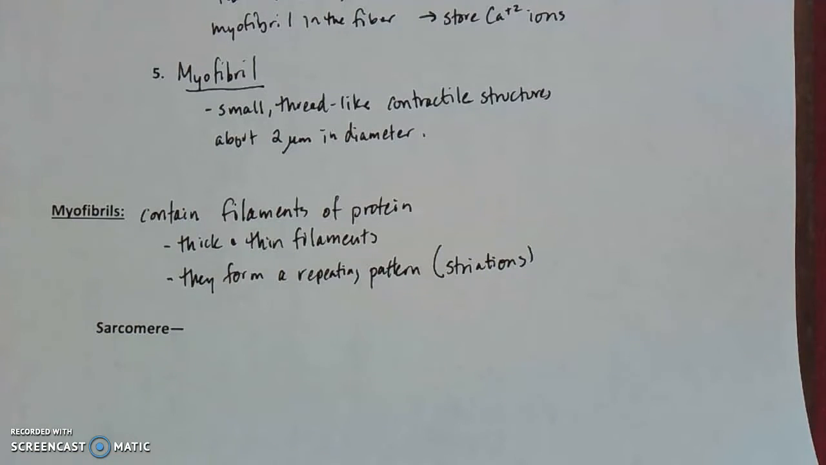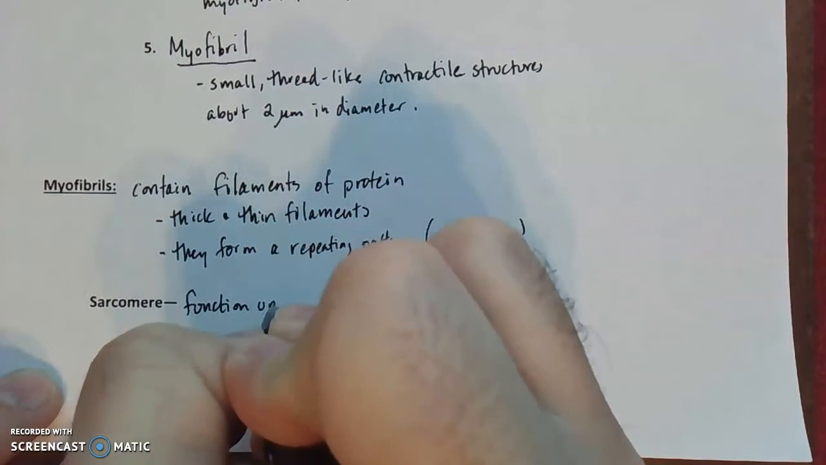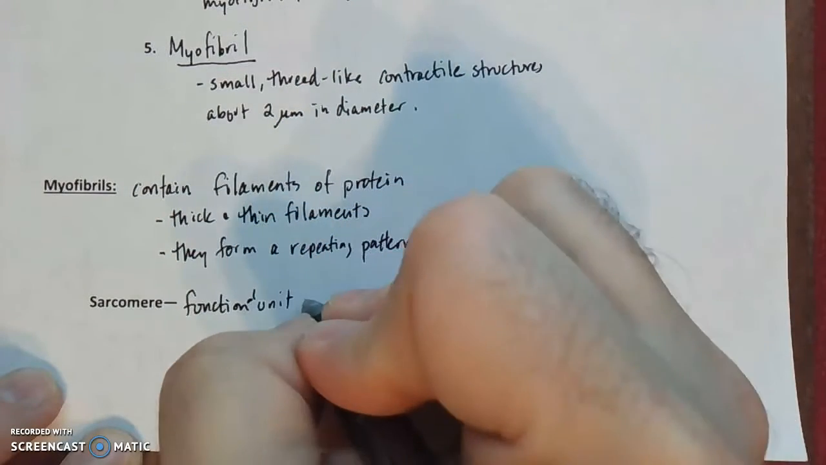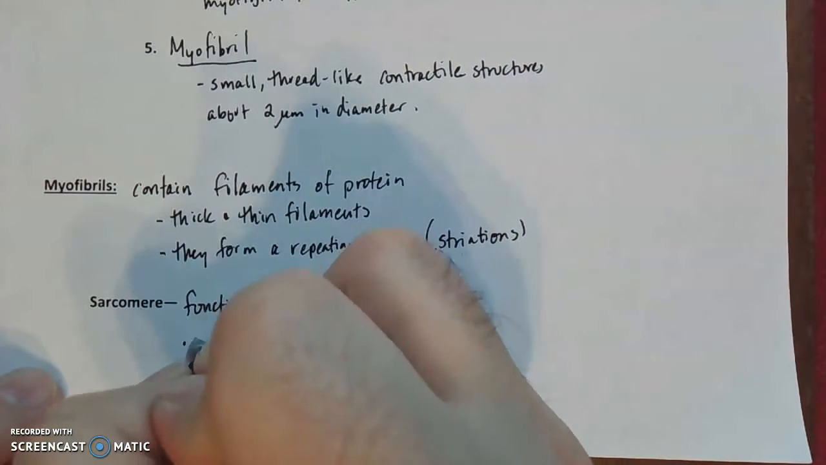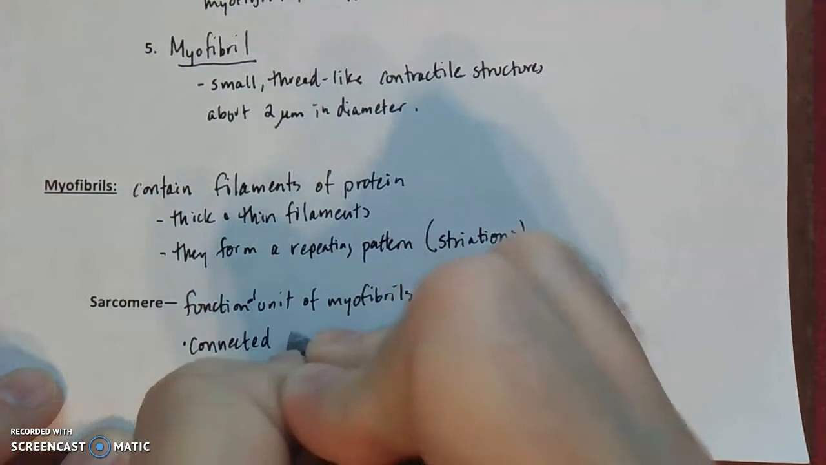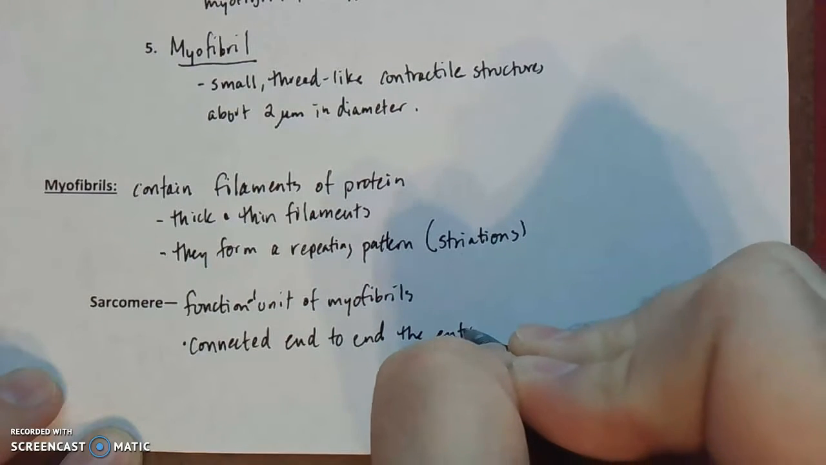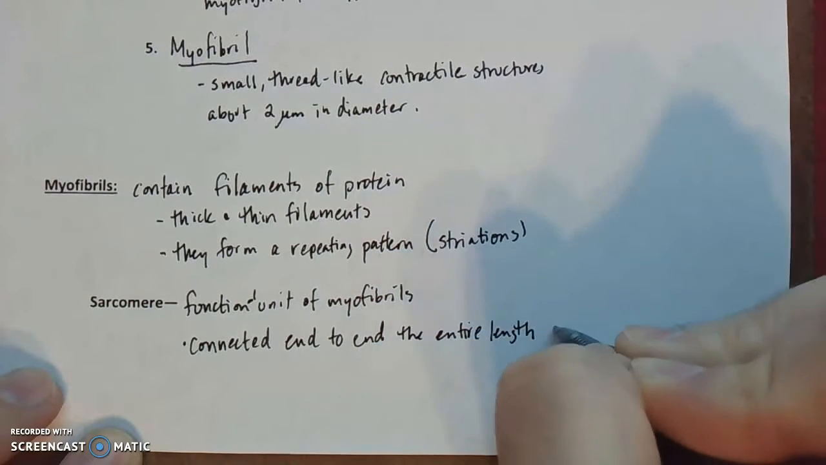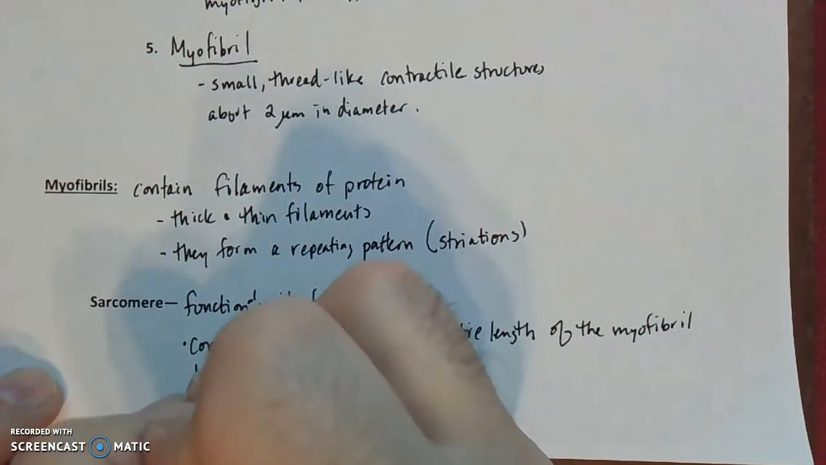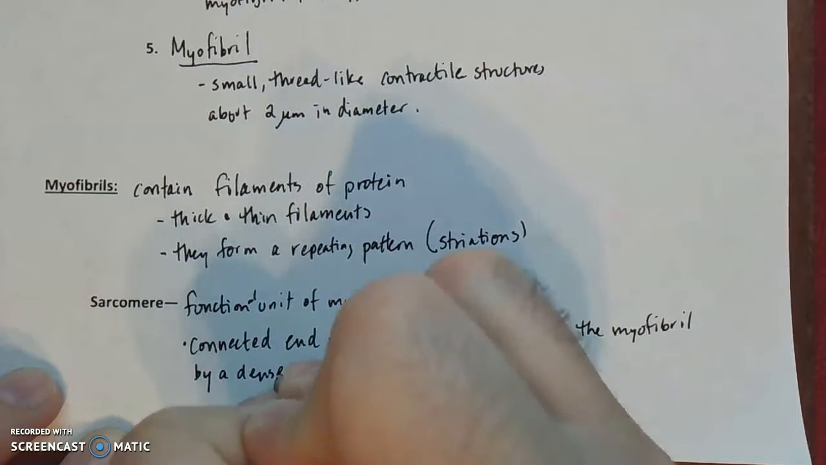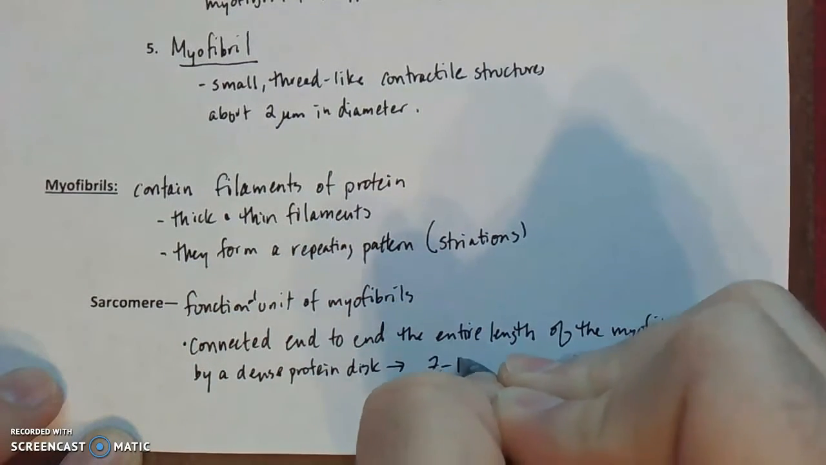A little bit more about this sarcomere. The sarcomere is going to be the functional unit of the myofibrils. They are connected end to end the entire length of the myofibril by a dense protein disc called the Z disc.